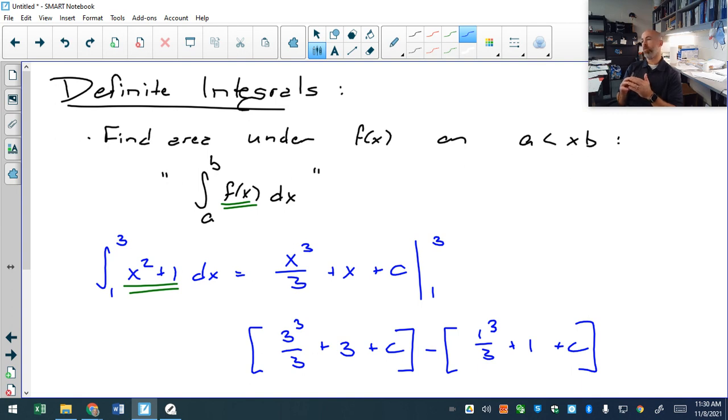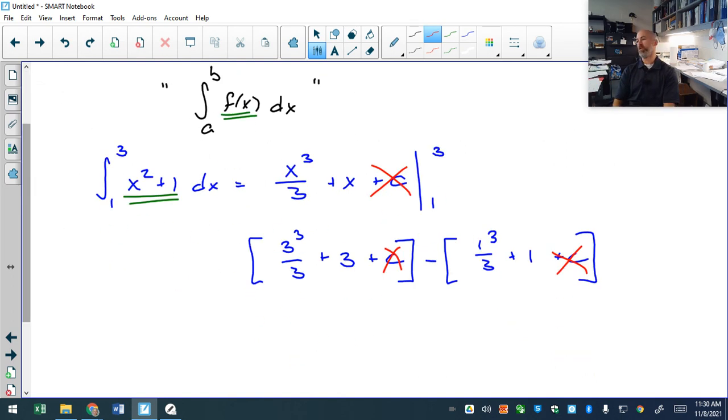What's going to happen to those c's? Now, when you distribute this negative, the c always cancels if it is a definite integral. If you are evaluating a definite integral, the c will always cancel. So for these problems, you don't need to write the plus c. It's not wrong if you want to, but you don't need to for definite integrals.